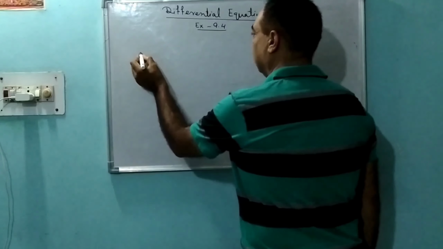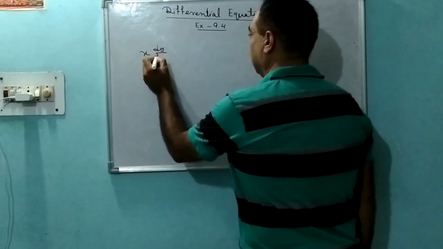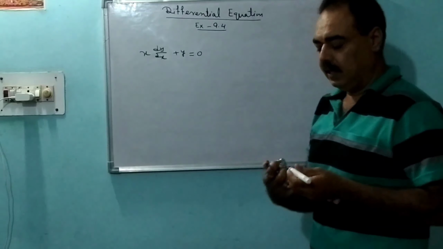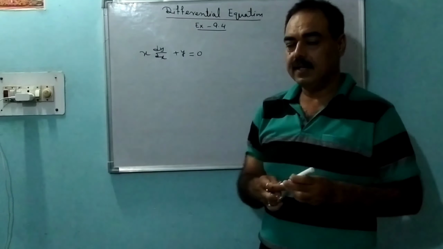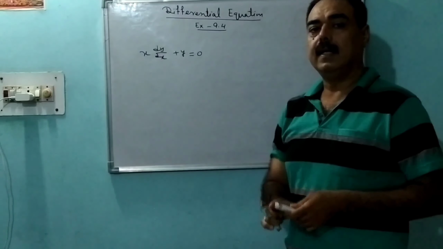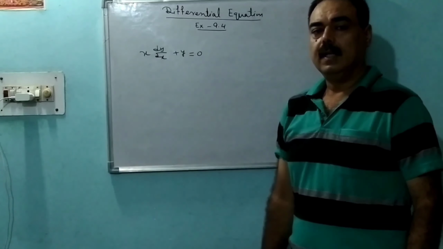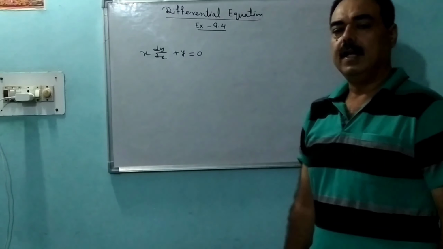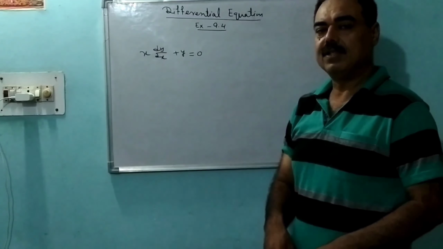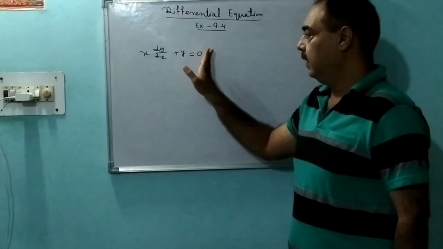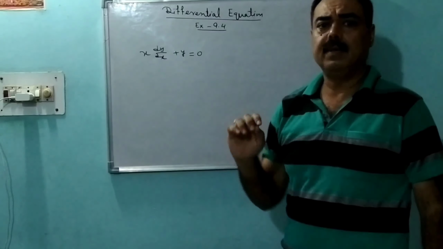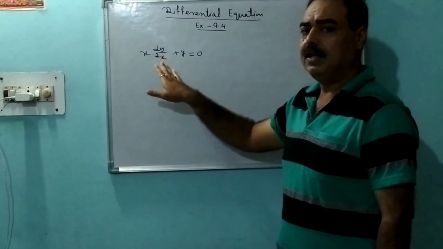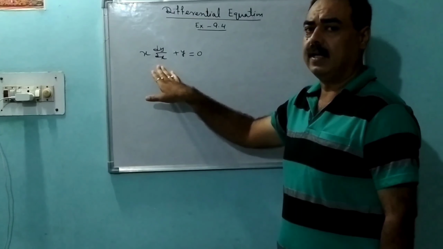For example, x dy by dx plus y is equal to 0, this one is the equation. This is known to be a differential equation. How is it a differential equation? I said a differential equation is that equation which consists of differential coefficients, dependent variable, independent variable, which are free from radical sign. There is no radical sign. Radical sign means fraction, any term which consists of an exponent in fraction.